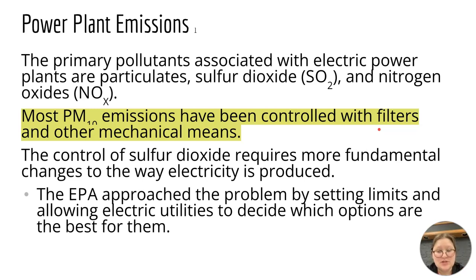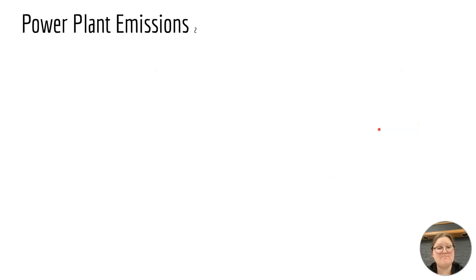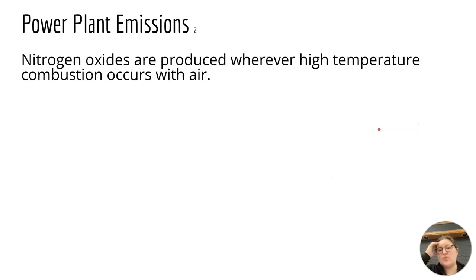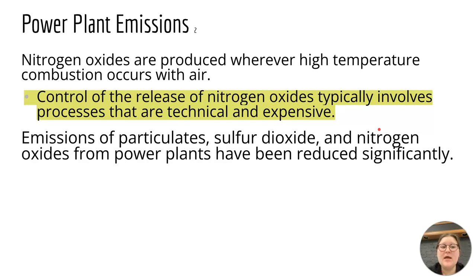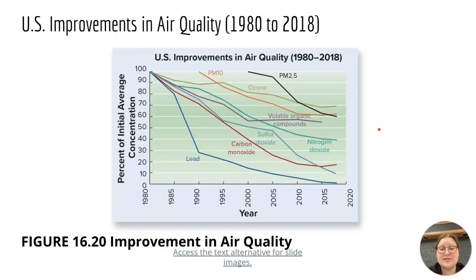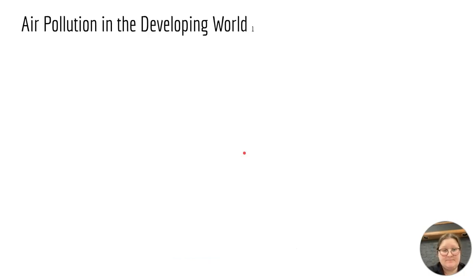And the EPA approached the problem by setting limits and allowing electric utilities to decide which options are best for them. Nitrogen oxides are produced wherever high temperature combustion occurs with air, and control of the release of nitrogen oxides typically involves processes that are technical and expensive. Emissions of particulates, sulfur dioxide, and nitrogen oxides from power plants have been reduced significantly. So we can see for every single air pollutant identified, there has been a decrease. For some of them, we've kind of leveled out, but either way, huge decreases from 1980.